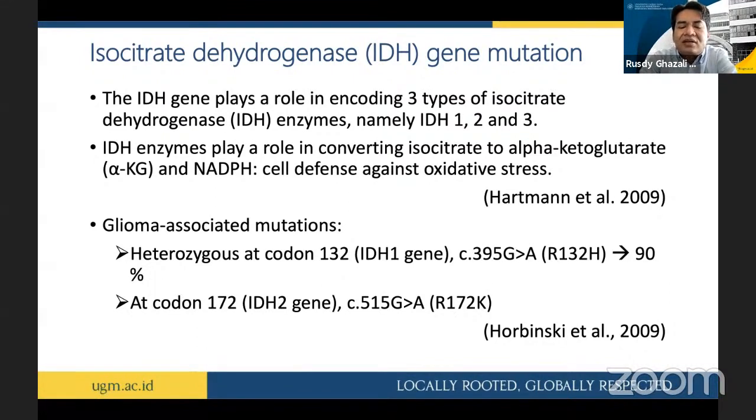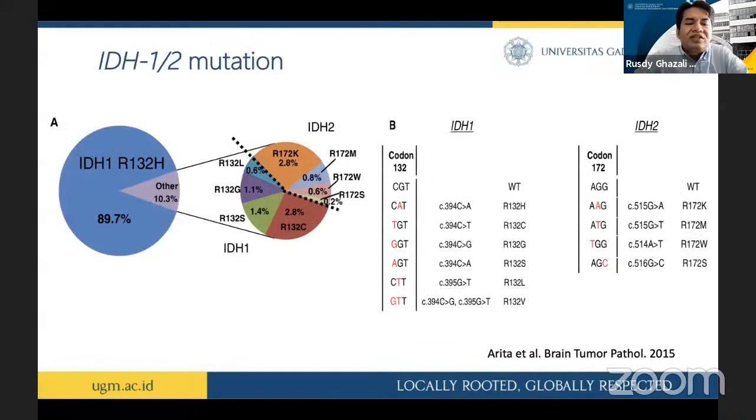While for the rest, there are other mutations to fill up the remainder, the most common one after this mutation is in the IDH2 gene at codon 172. So C515G>A, R172K at the amino acid level. So this is the most common one, 90% IDH1 R132H. The other 10% are divided into IDH1 and IDH2 mutations, R132L, R132G, and R172K for IDH2, and so on. The change is only in one nucleotide, CAT in this mutation, and then TGT in this mutation, and so on. So CGT is the wild type one.